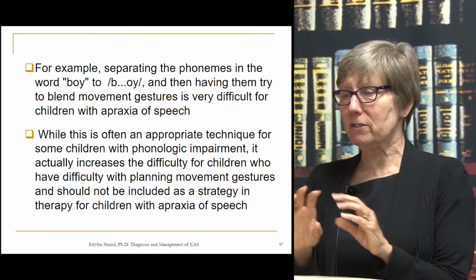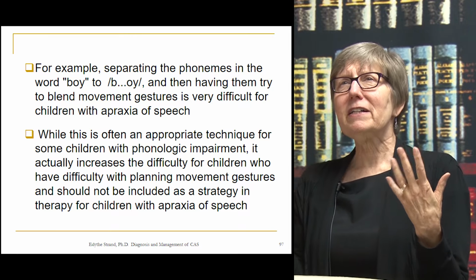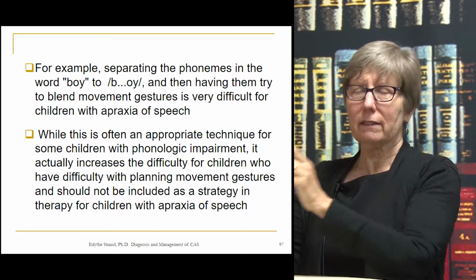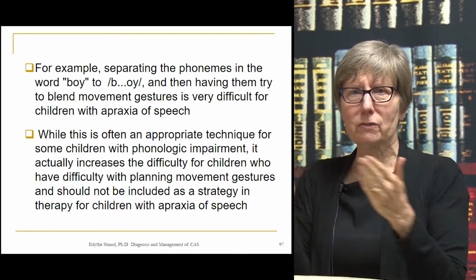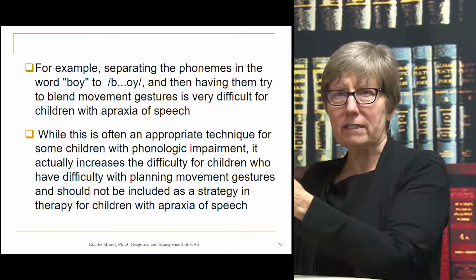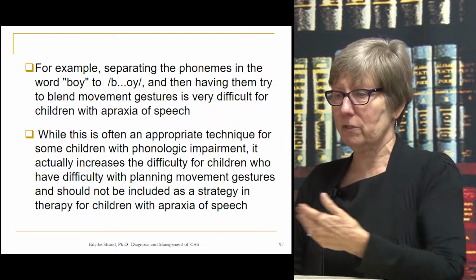So it's my suggestion that while we very seldom say something is really wrong, don't do it, this is one thing where I think we're going backwards. We're kind of harming the child in the sense of we're doing therapy that's actually going to make it harder for them to be accurate.